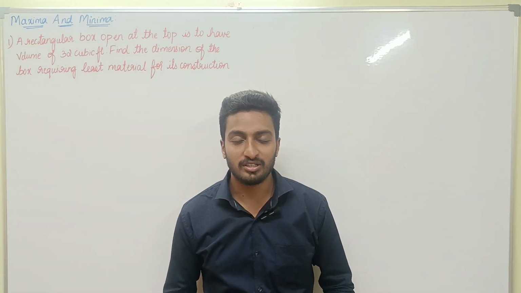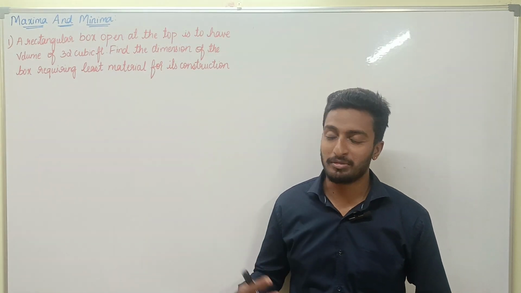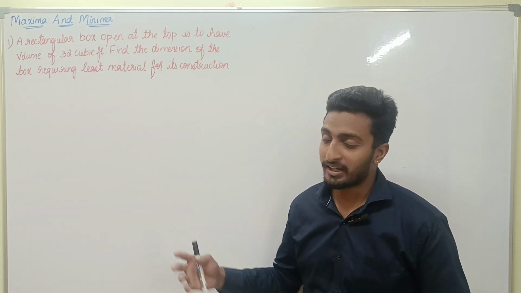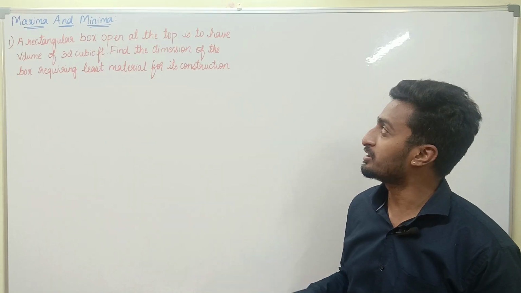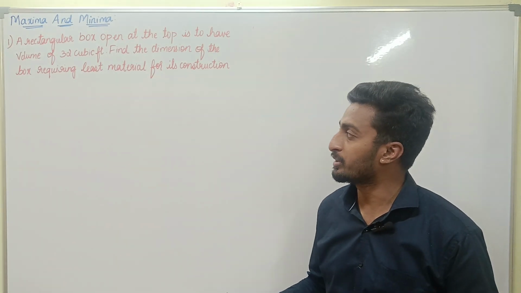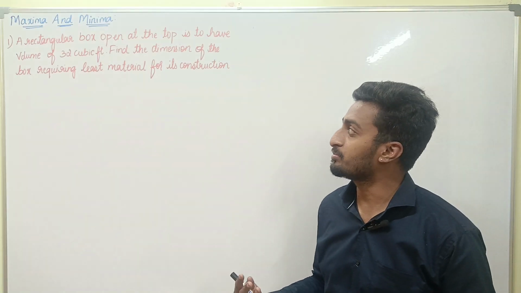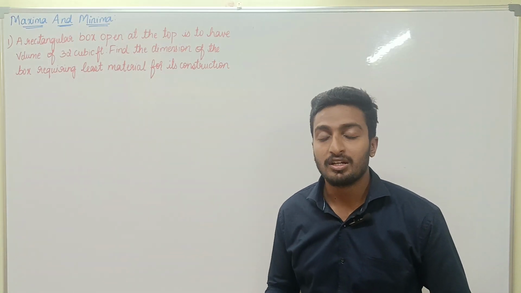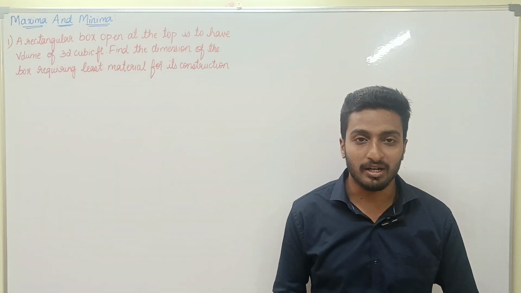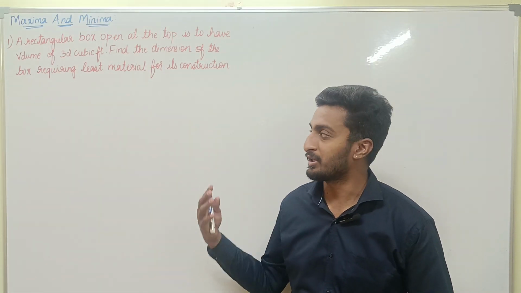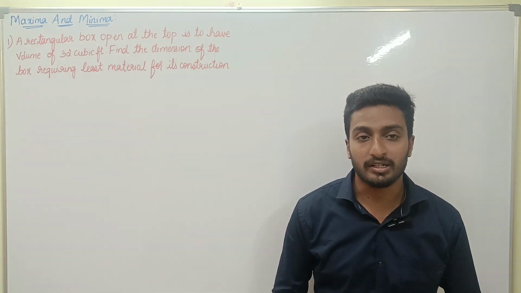Today, let us solve the problem on maxima and minima. In this problem, they have given a rectangular box open at the top, to have the volume of 32 cubic feet. Find the dimensions of the box requiring the least material for its construction. This problem is based on maxima and minima. First, let us represent the equation with respect to a rectangular box.